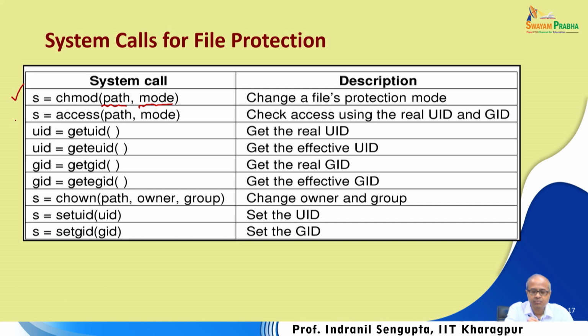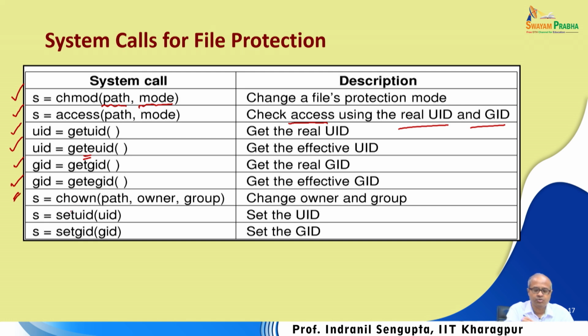Similarly, you can check what is the current access of a file. Check access using the real UID and group ID, GID. Similarly, you can get UID, you can get effective UID. Effective UID means sometimes what happens, you can log into a system and while you are logged in, you can re-log in as another user. That will be your effective user ID. But your original UID is also remembered. Similarly, you can get group ID or get effective group ID.